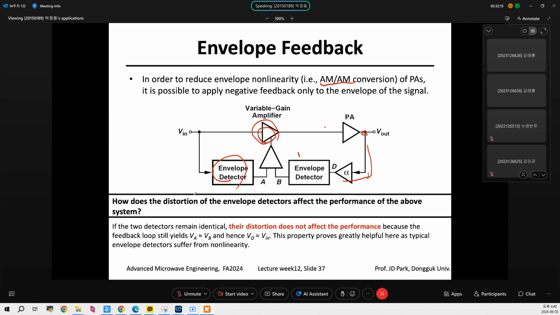So how does distortion of the envelope detector affect the performance of our system? There is no effect at all. Why? In case envelope detector 1 and envelope detector 2 have exactly the same characteristic, this is the only difference, this is a common mode. So there is no effect at all. Okay, makes sense. This is a very good way of correcting the AM to AM conversion.